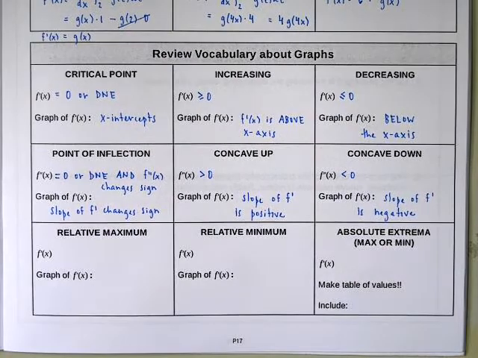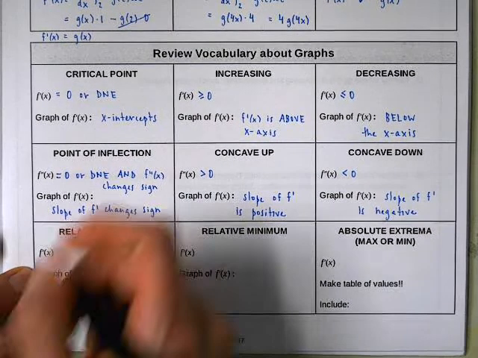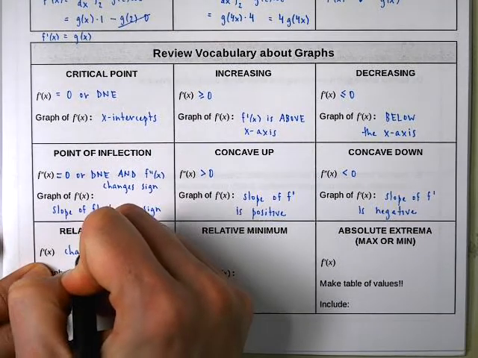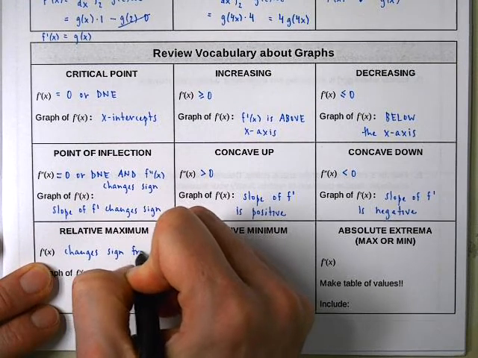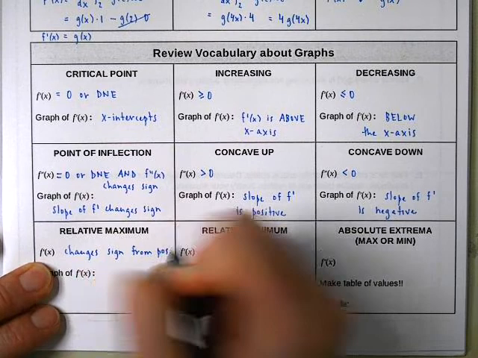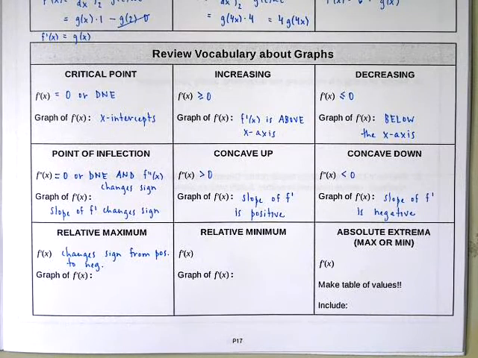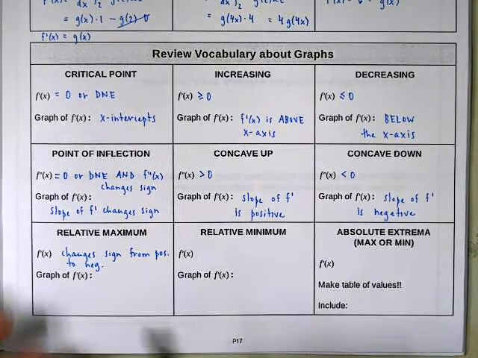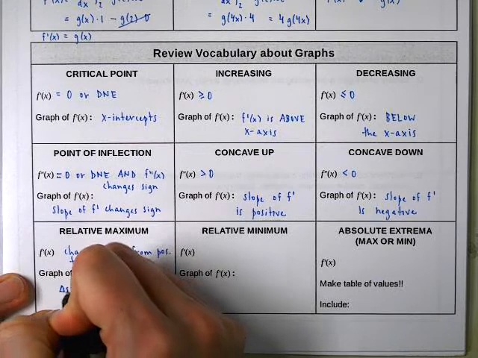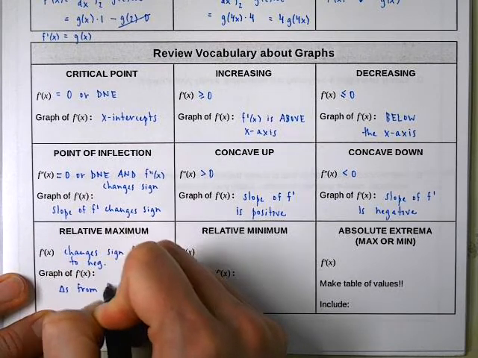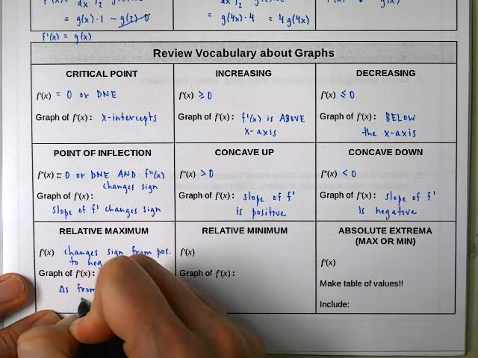All right, so then for a relative maximum, here we're looking for where f prime of x changes sign from positive to negative. Okay, now on a graph of f prime, this is going to correspond to where the graph changes from being above the x-axis to below.